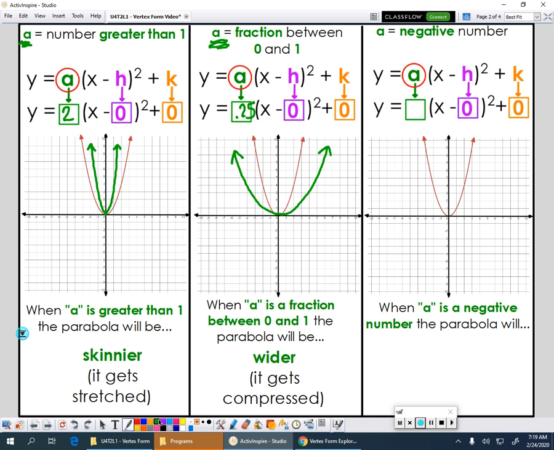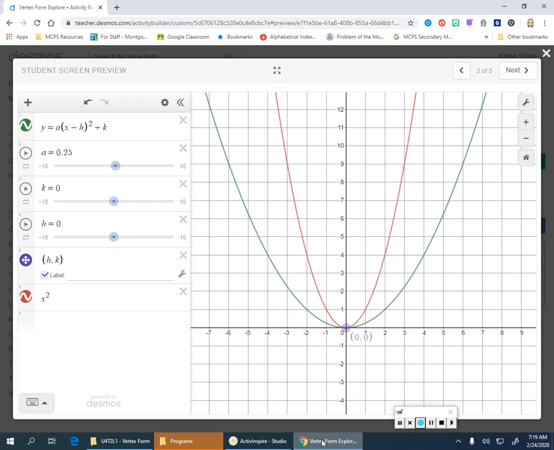Now the last thing we want to look at is what happens when a is negative. So I'm going to make this, let's say, -1. -1 won't change how wide or how skinny it is, but it is going to change something important. So we're going to take this, we're going to go, there's 0.